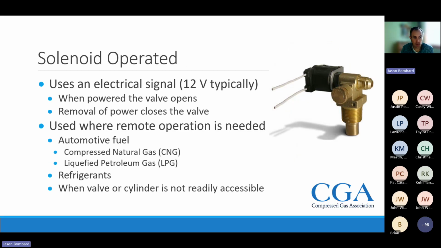Similarly, there are also solenoid operated valves, which instead of using air or nitrogen, use an electrical signal, typically 12 volts, to open and close the valve. So when this coil is energized, the valve will open, you remove power, and a spring will close that valve. These are used a lot in automotive fuel applications, for compressed natural gas or LPG fired engines, in refrigerant service, or again when you're not able to get to the location of that cylinder valve to operate it manually.